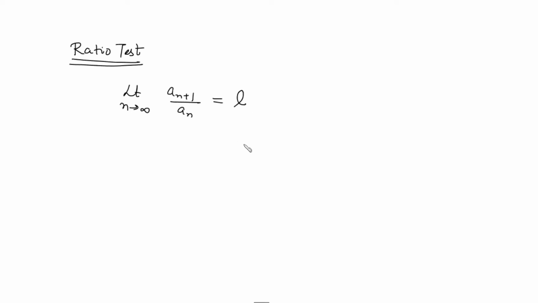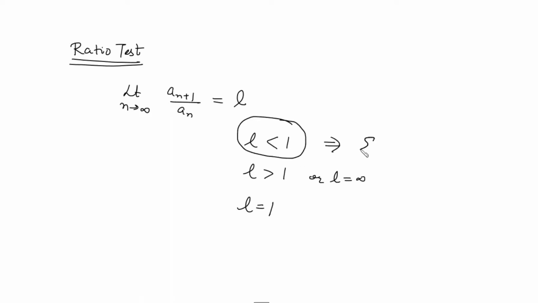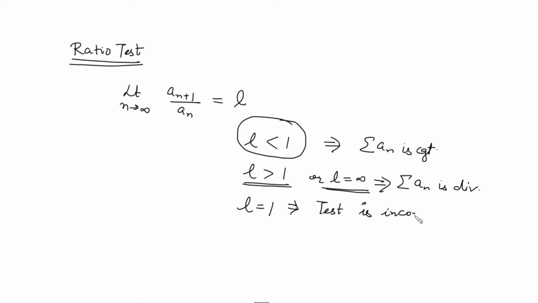So three cases arise. Either this L is strictly less than 1, or it is greater than 1 or infinity, or it is equal to 1. Whenever this ratio is strictly less than 1, this implies that the series an is convergent. When this ratio is strictly greater than 1 or it is infinity, this implies that the series is divergent. And for L equal to 1, the test is inconclusive, meaning this test fails when L is equal to 1. So this is our ratio test.